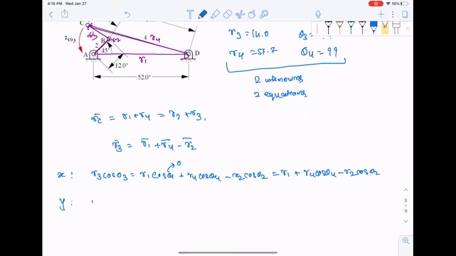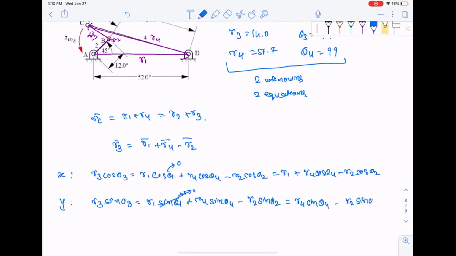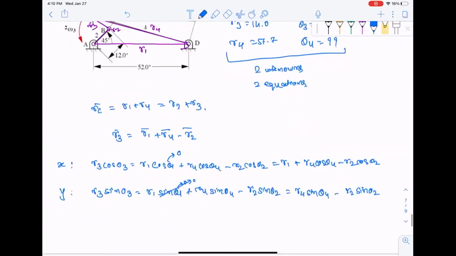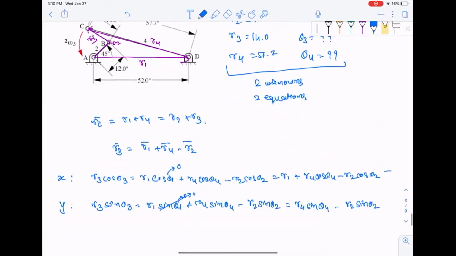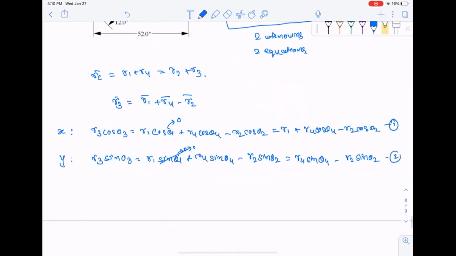For y, it is R3 sin theta 3 equals R1 sin theta 1 plus R4 sin theta 4 minus R2 sin theta 2. Theta 1 is 0, so that term turns out as 0. So the equation will look like R4 sin theta 4 minus R2 sin theta 2. So here is the first equation and this is my second equation.